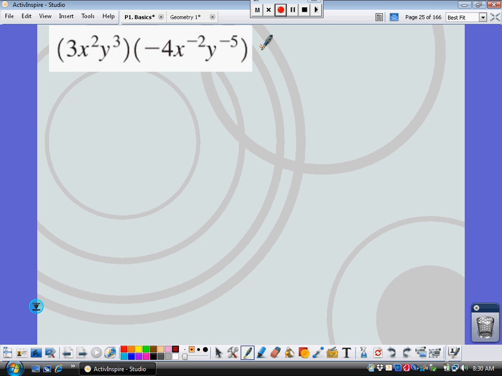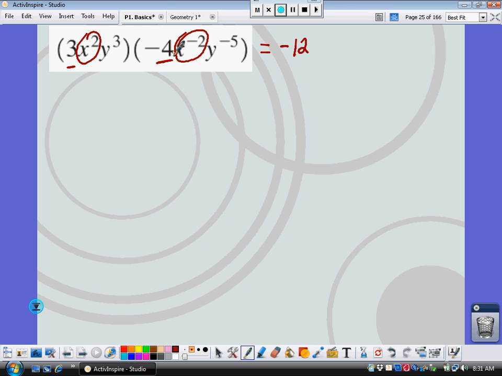We'll work this one just because I've got some negatives. It looks similar to the problem we worked a while ago, but we got some negative exponents thrown in there, so let's try this one. Allie, what can I multiply 3 by? Good. And it gives you negative 12, good. I have 2 x's here, and I have negative 2 x's here.